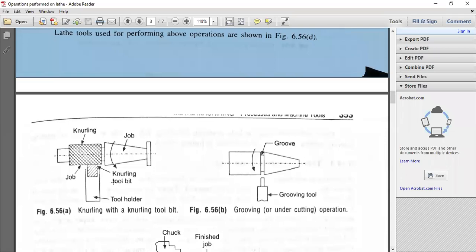Knurling: you have to use a knurling tool bit. This is the tool holder. You have to use the knurling tool bit for this particular knurling operation. The cross hatching: suppose you want to depict a knurling operation on a job piece. You have to see that is the knurling operation. So that is very much important for this knurling operation. You have to use a knurling tool bit, and all the things. The job is rotated anti-clockwise. The knurling tool is placed perpendicular to the job piece.